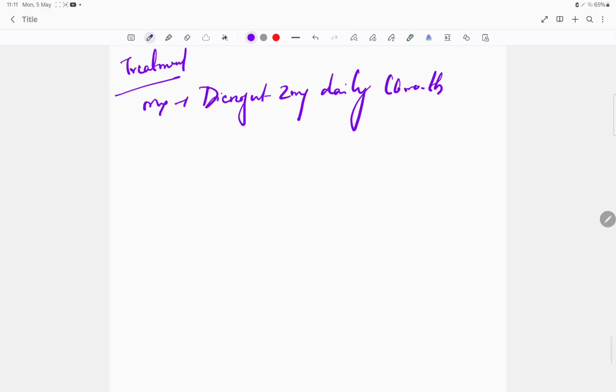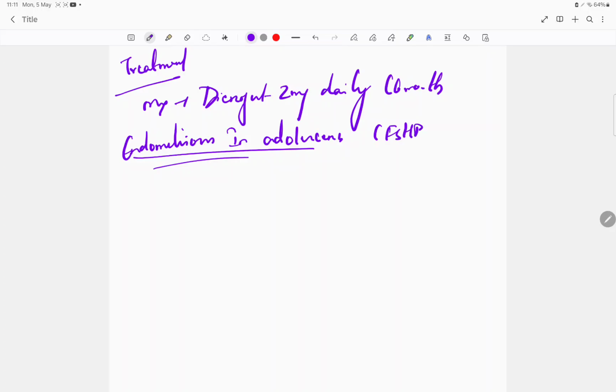Now recently there are a few things which have come up regarding endometriosis in adolescence. What is endometriosis in adolescence? It was asked in the exam yesterday, 2022, so it is important. Since it's important, we'll discuss some 3 to 4 points, not more than that.